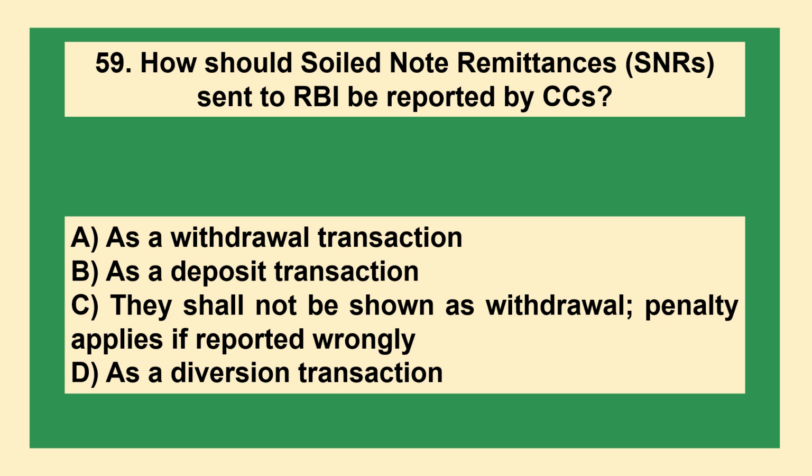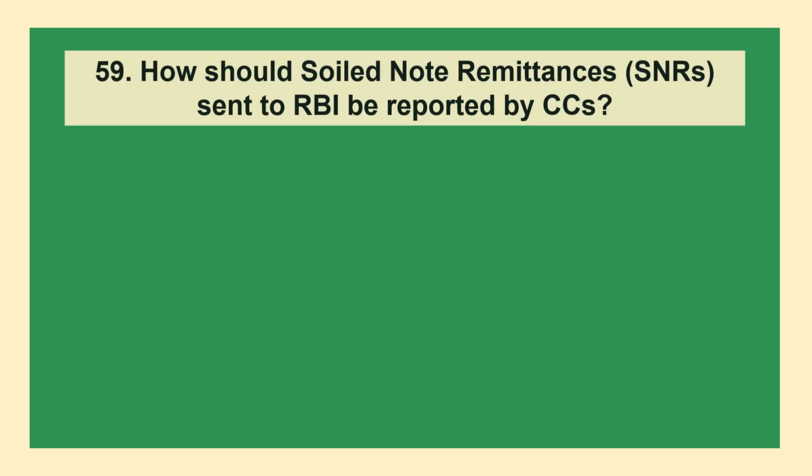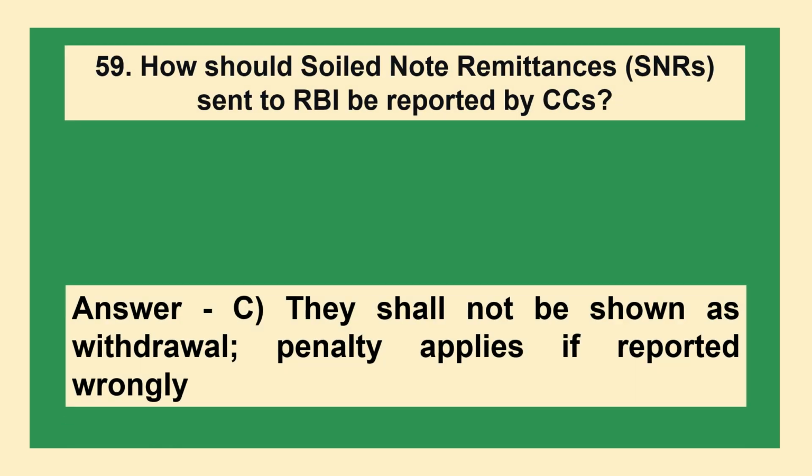How should soiled note remittances (SNRs) sent to RBI be reported by CCs? Option A, as a withdrawal transaction. Option B, as a deposit transaction. Option C, they shall not be shown as withdrawal. Penalty applies if reported wrongly. Option D, as a diversion transaction. The answer is option C. They shall not be shown as withdrawal. Penalty applies if reported wrongly.